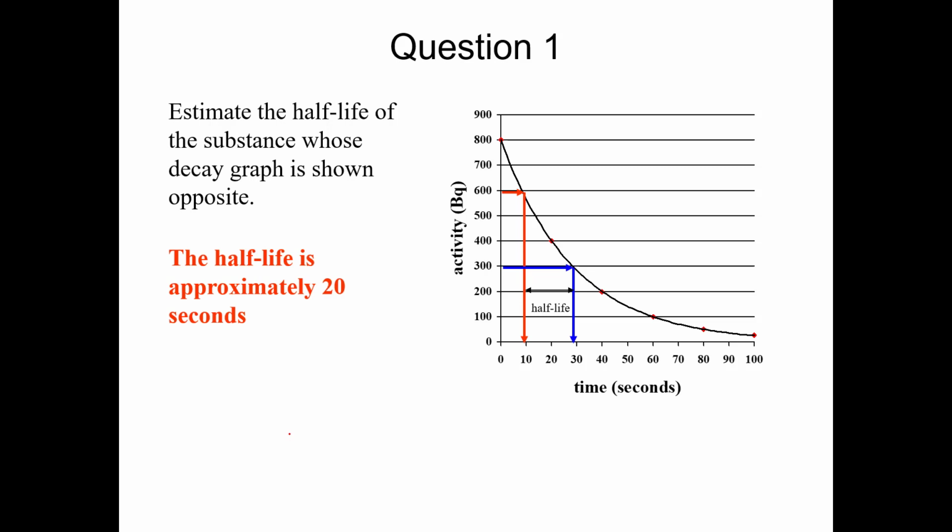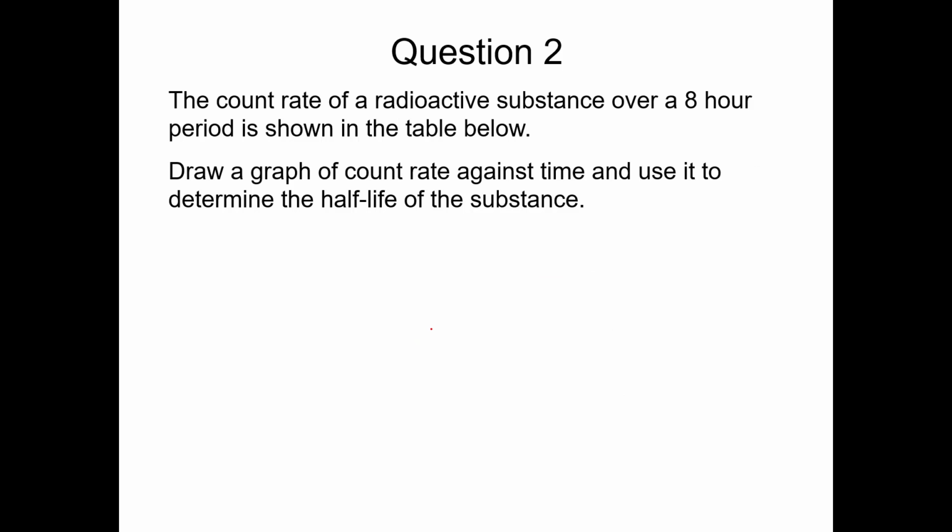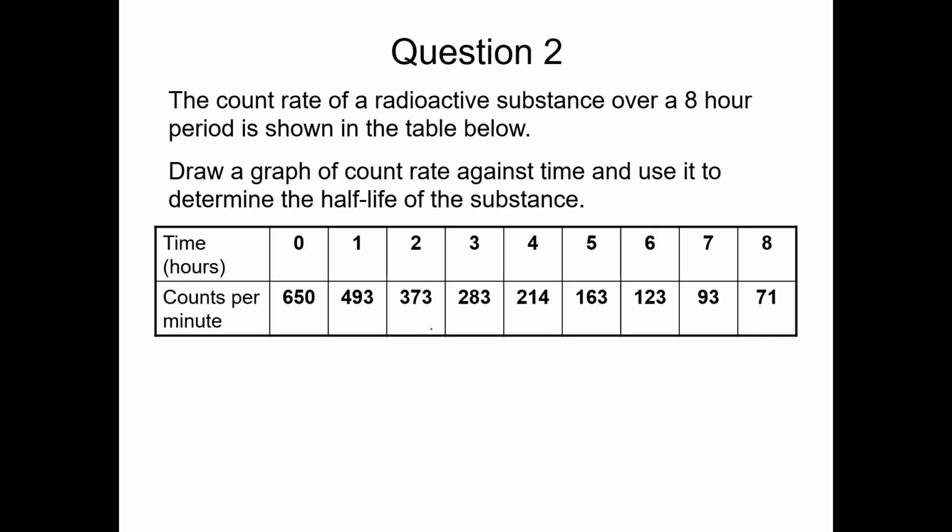In case they ask the background radiation, what is the activity of the background radiation? You simply get a line here. So this difference here will give you the background radiation. All right. So with this, you can try out this question here on your graph.